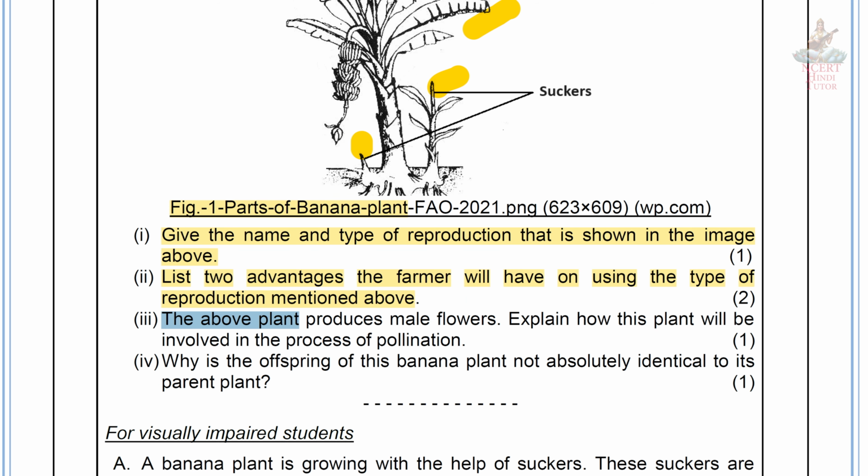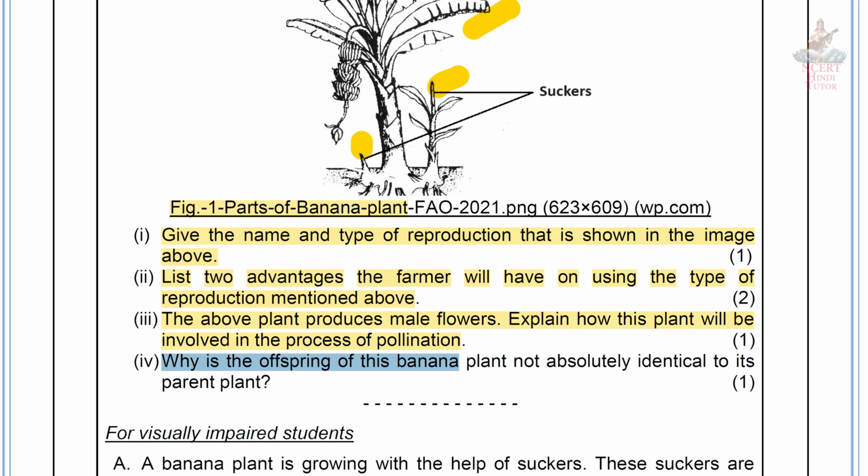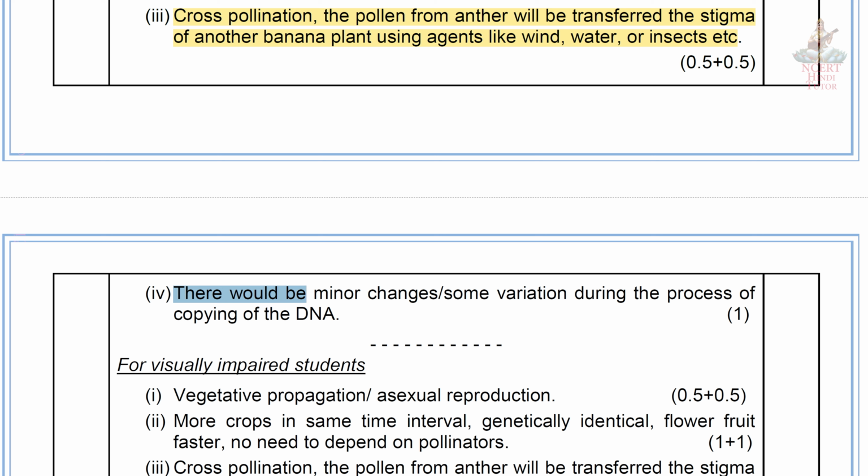Third, the above plant produces male flowers. Explain how this plant will be involved in the process of pollination. Answer: cross pollination. The pollen from anther will be transferred to the stigma of another banana plant using agents like wind, water or insects, etc. Fourth, why is the offspring of this banana plant not absolutely identical to its parent plant? Answer: there would be minor changes, some variation during the process of copying of the DNA.